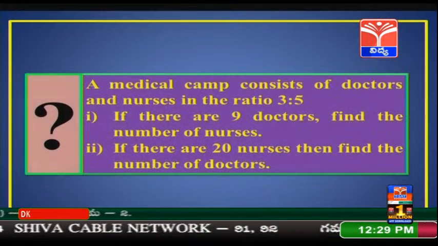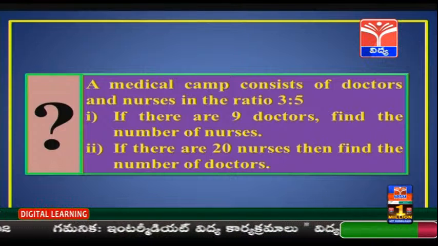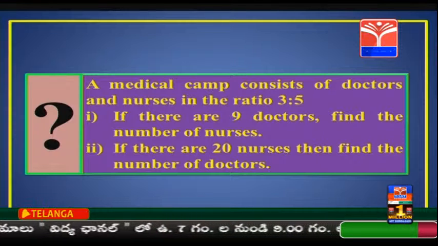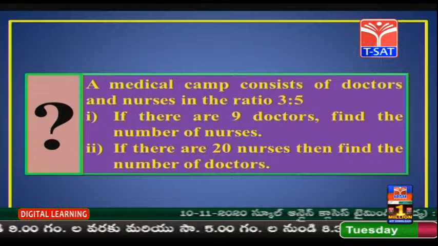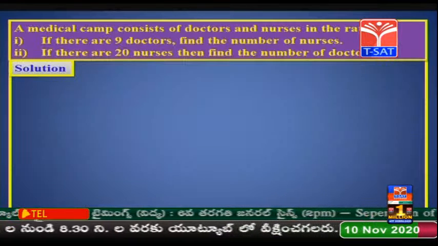Let us move on to our next problem. A medical camp consists of doctors and nurses in the ratio 3:5. If there are 9 doctors, find the number of nurses. And in this, the second part is, if there are 20 nurses, then find the number of doctors. Let us start with the solution.